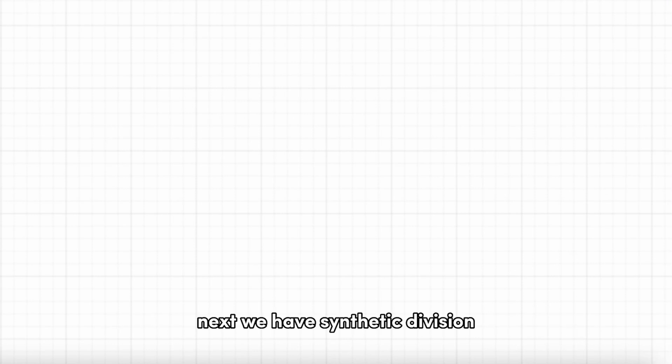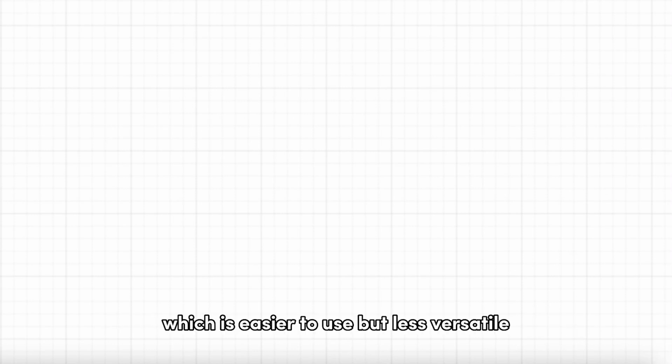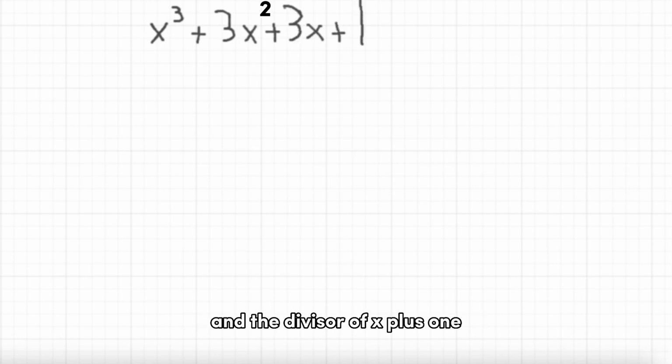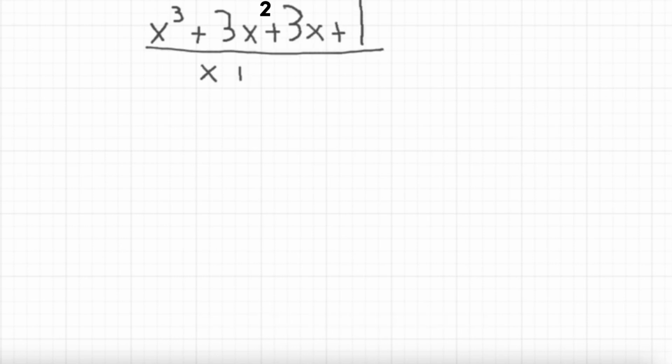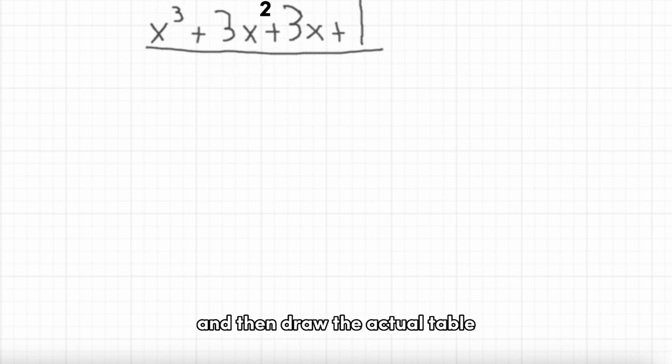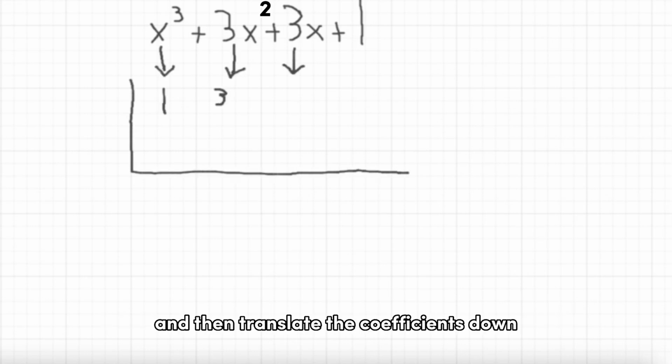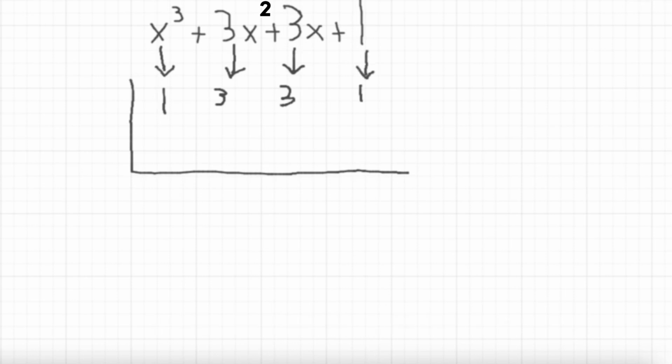Next, we have synthetic division, which is easier to use but less versatile. This time, we're going to use a dividend of x cubed plus 3x squared plus 3x plus 1, and a divisor of x plus 1. We're going to get rid of this and then draw out the actual table. So in this case, we're going to draw out an L-shaped table and then translate the coefficients down.